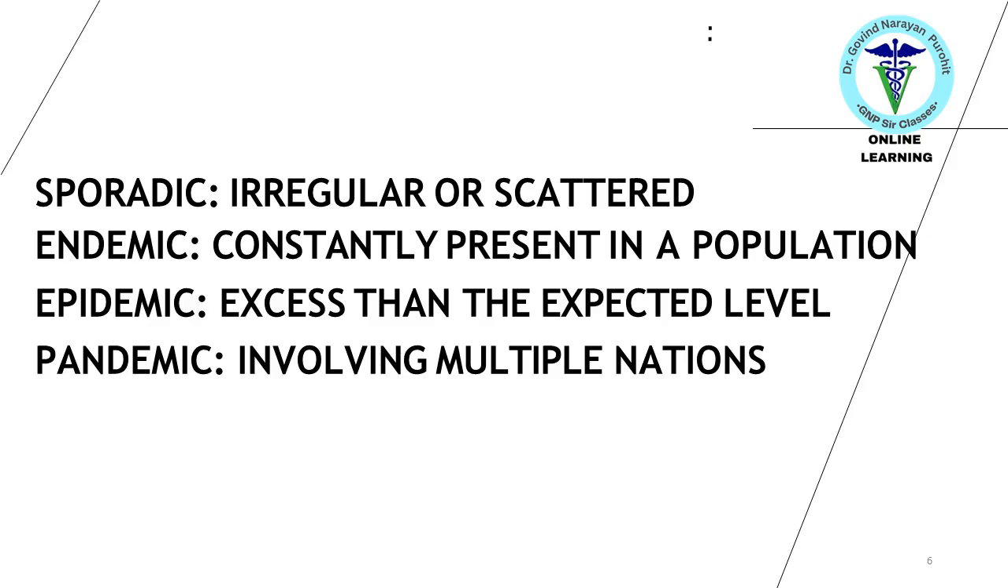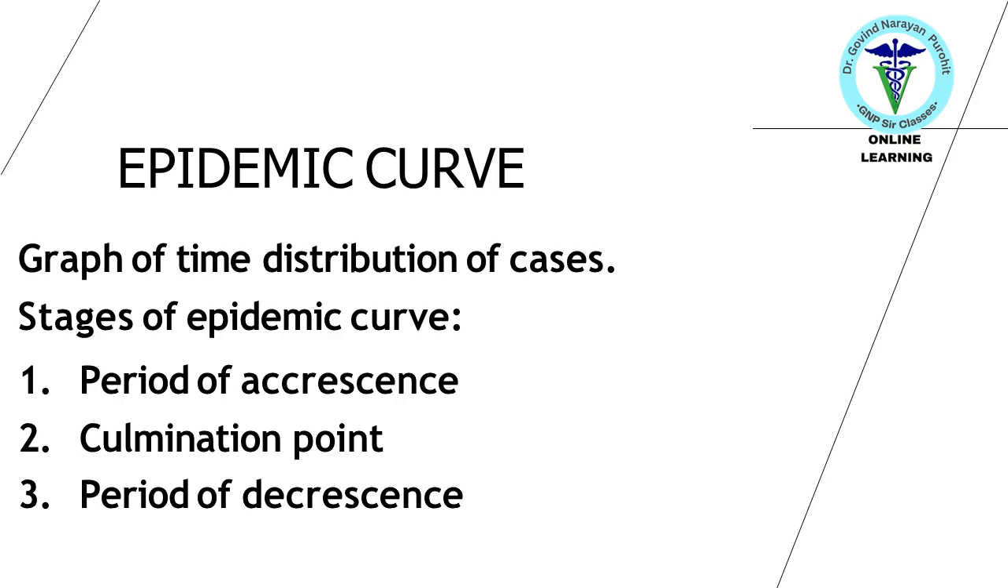Based on the spread of the disease, different names have been given to diseases, which are as follows: sporadic, irregular or scattered; endemic, constantly present in a population; epidemic, excess than the expected level; and pandemic, involving multiple nations. The epidemic curve is a graph of the time distribution of cases.